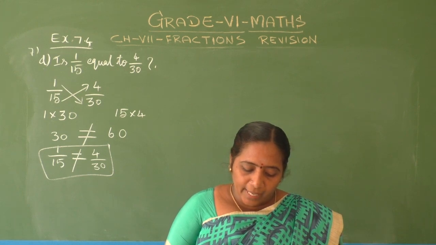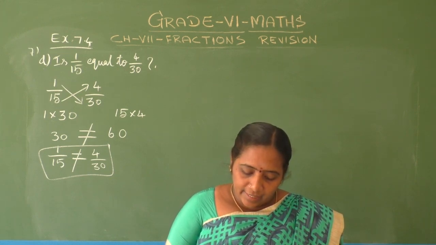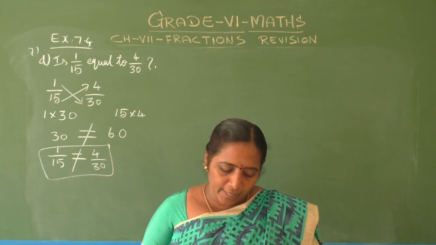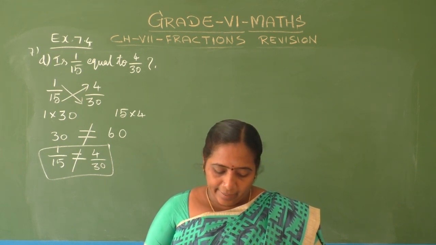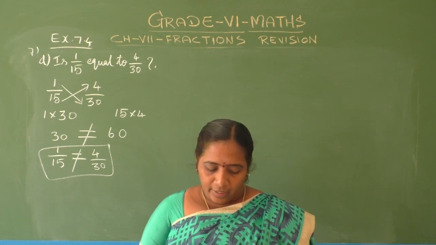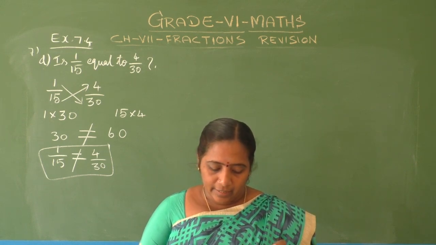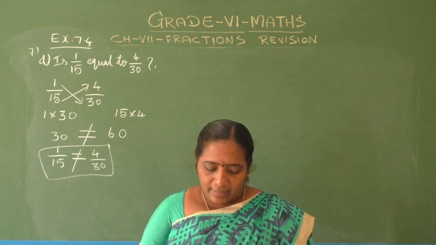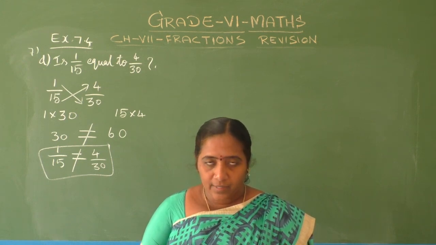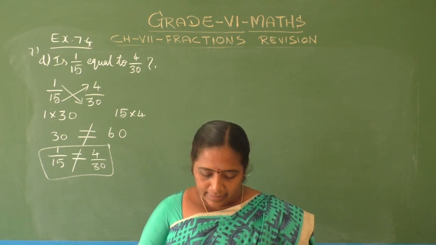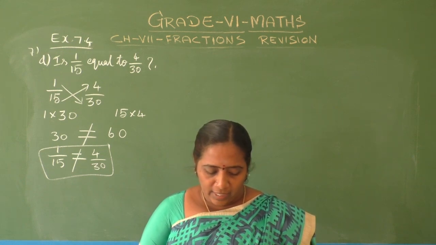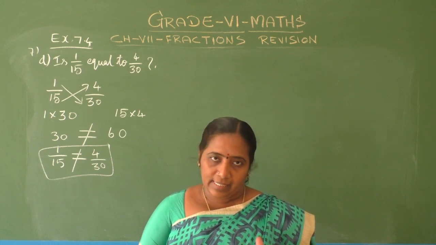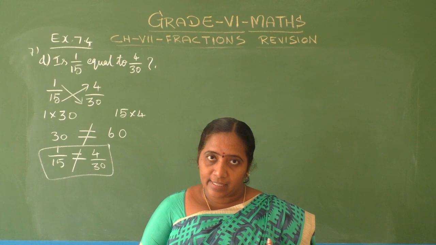Ila read 25 pages of a book containing 100 pages. Ila read 25 pages, but the total number of pages in the book is 100 pages. Okay. Lalita read 2 by 5 of the same book. Another girl, Lalita, read 2 by 5 of the same 100 pages book. Who read less? So how can we find the answer?